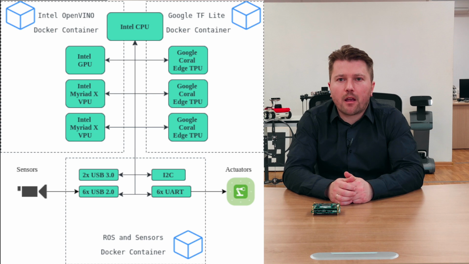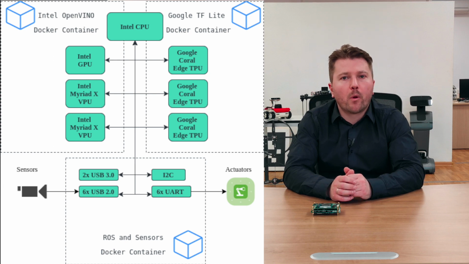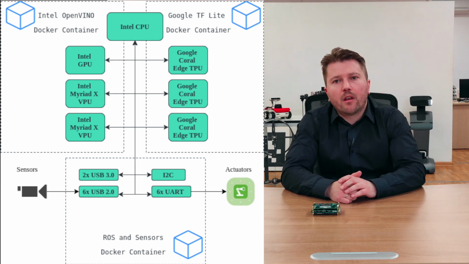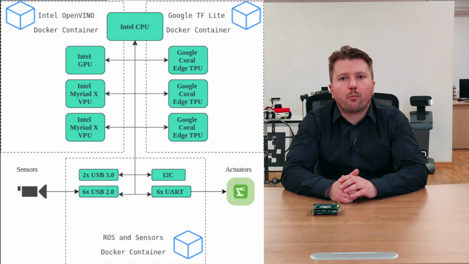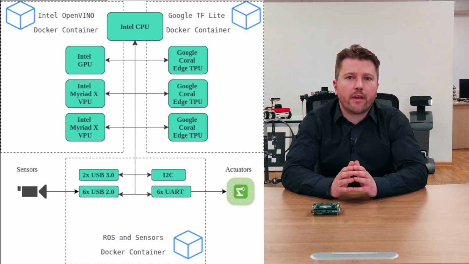Today, FastSense X outperforms most of the existing well-known systems in processing data from multiple sources in parallel with different AI algorithms. None of today's solutions allow you to combine the processing power of various AI chips together.